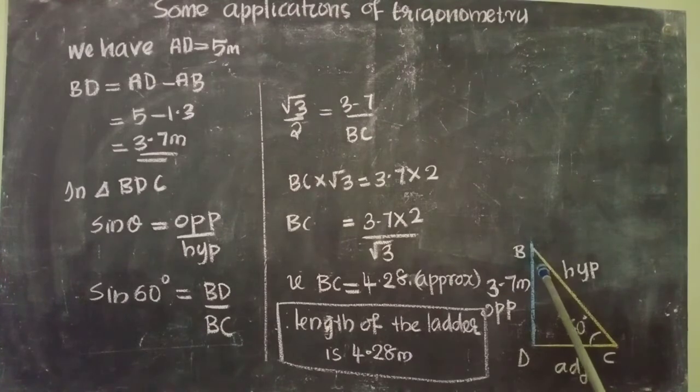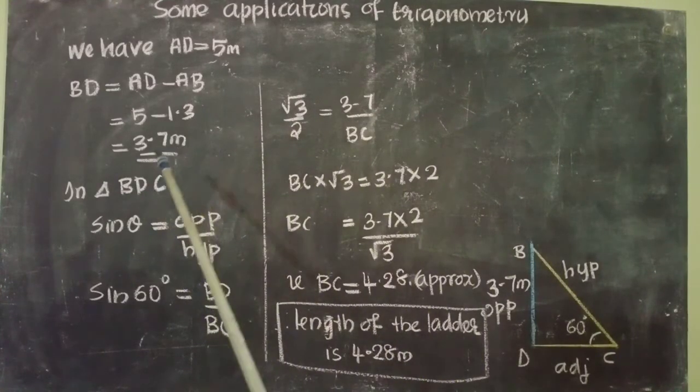So, our right triangle is triangle BDC with acute angle 60 degree. Here this BD is the opposite side with the length 3.7 meter. Our first question is find the length of the ladder. Here the ladder is BC. So we need to find out the value of BC. In this figure, this BC is the hypotenuse. So opposite side is given. Hypotenuse we need to find out. So let us take the ratio.